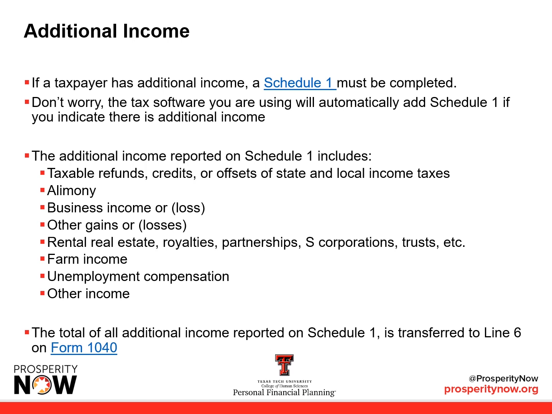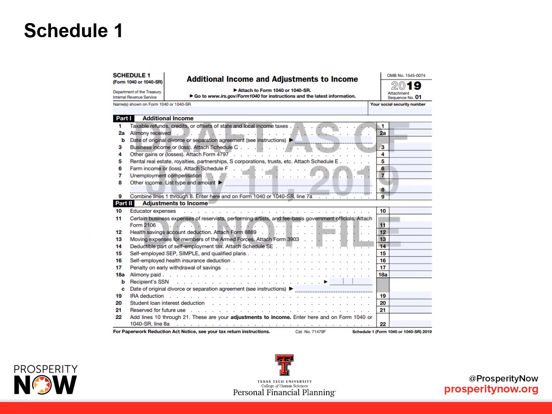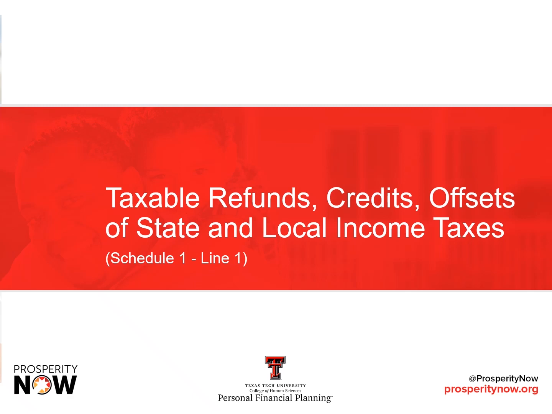The total of all this additional income will be reported on Schedule 1, and that is transferred to line 6 on the Form 1040. As you can see, here's line 7A for other income from the Schedule 1. Here you can see a slide of the Schedule 1.